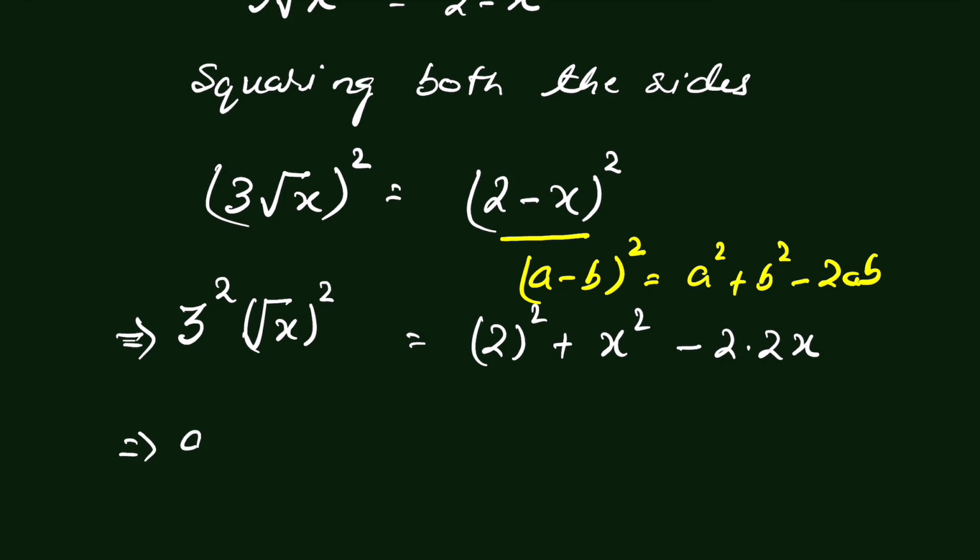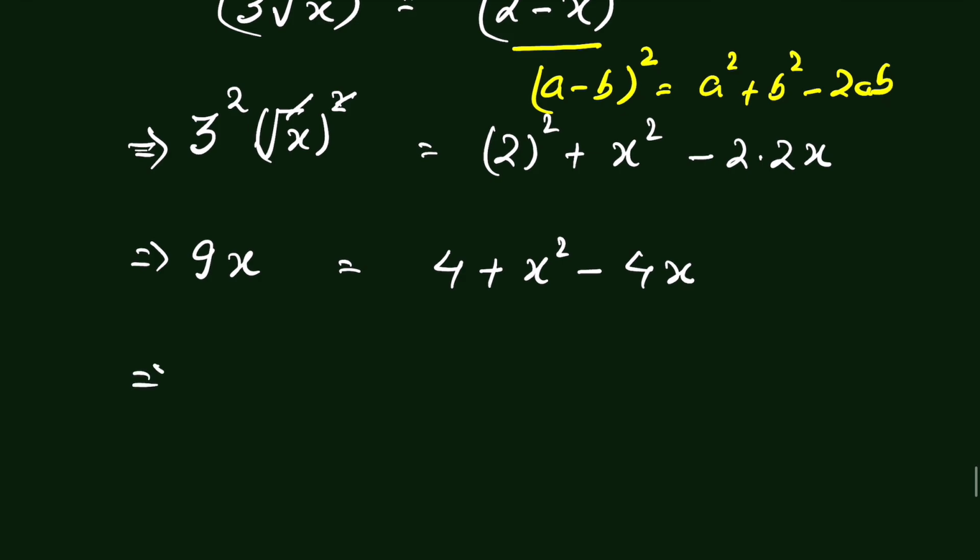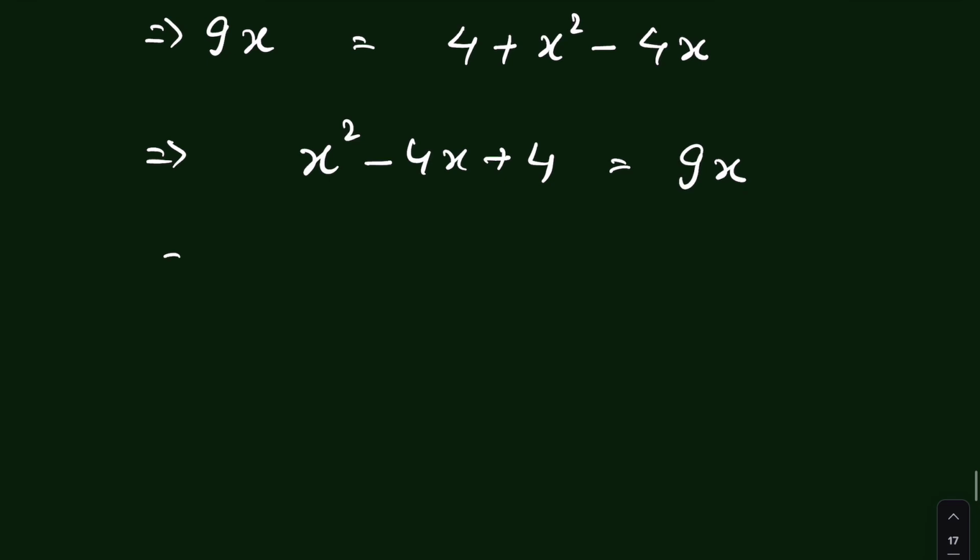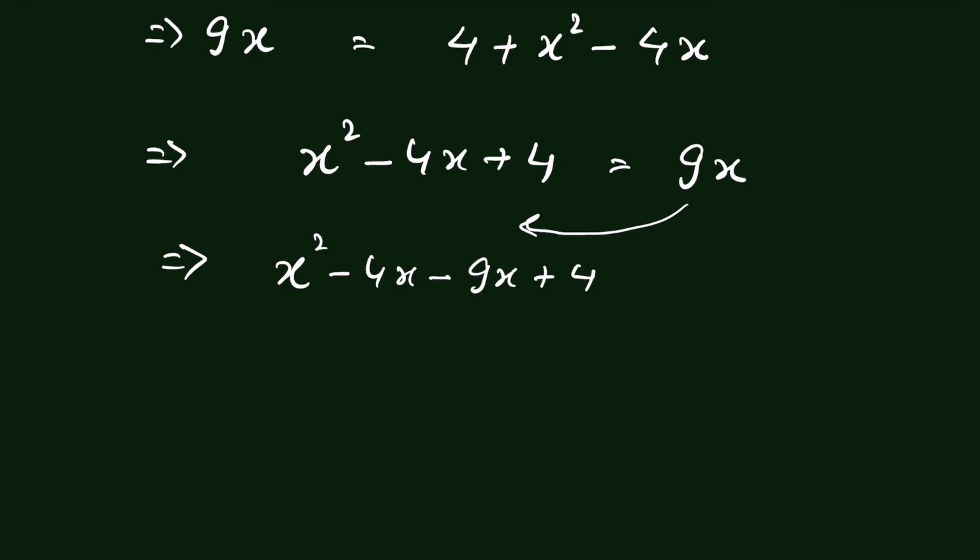So we can write it as 2 square plus x square minus 2 times 2 times x. Now 3 square is 9. We can remove the square root with the square. So it is 9x is equal to 4 plus x square minus 4x. Now if we rearrange it, we can write x square minus 4x plus 4 is equal to 9x. We have not changed the question, just rearranged it. x square minus 4x, if we send 9x to the left hand side, it will be minus 9x plus 4 is equal to 0, or it is x square minus 13x plus 4 is equal to 0.